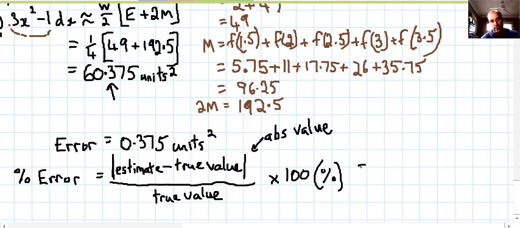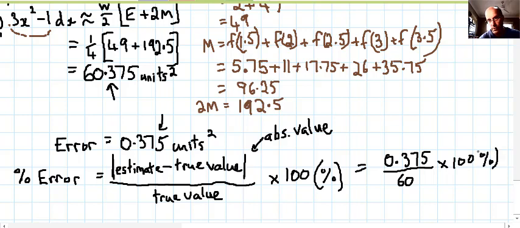Let's do that. So notice how the top has the absolute value symbols around it. So if it's negative, it comes out as positive, depending on whether it over or underestimates it. That just drops the negative sign if there is one, essentially. I've already done that there. The error is 0.375, whether it's above or below. And we have 0.375 over the true value using definite integrals, which was 60, and we times that by 100 to convert it to a percentage, and it should come out nice and small. Let's have a look at what that is.